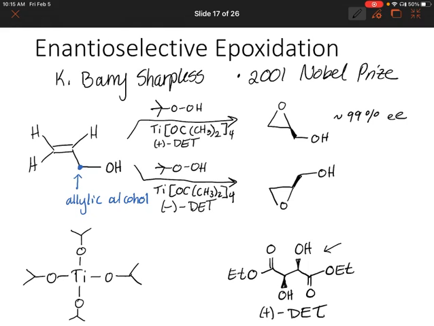Now, luckily, since this was developed, other scientists have been able to come up with other catalysts where you don't have to use an allylic alcohol. You could just use any alkene, which is nice. So, just something to be aware of, that you can perform this type of reaction without the allylic alcohol too.